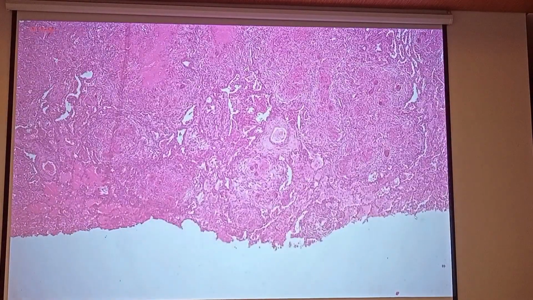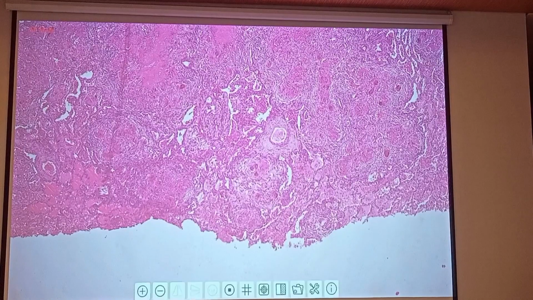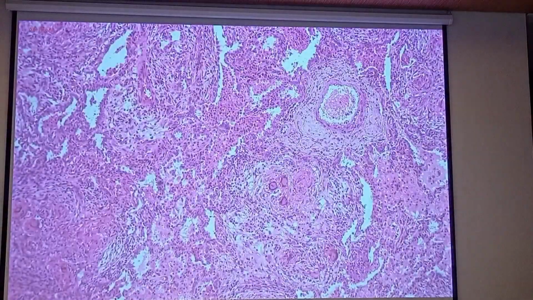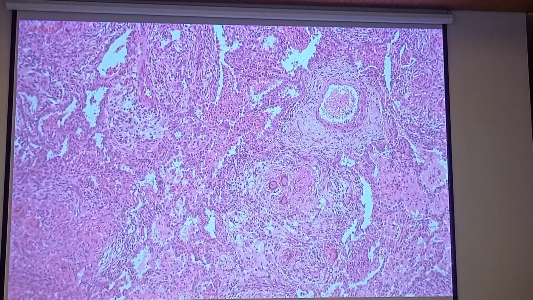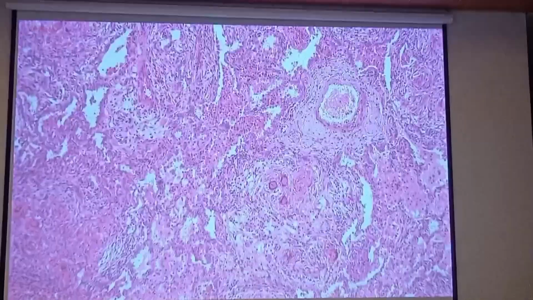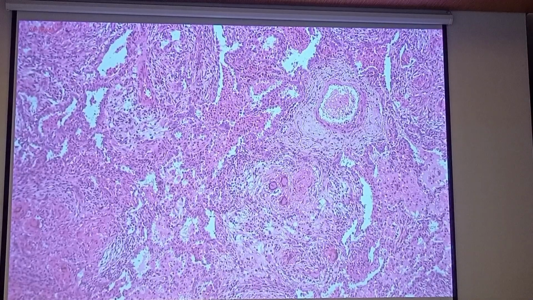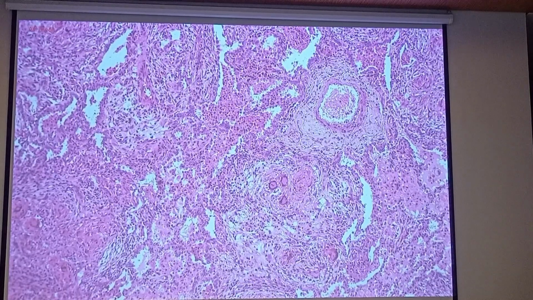So I can see a lot of these Langhans type giant cells right here. So let's look at that. Yeah, peripherally located nuclei, sometimes with a horseshoe pattern. There's fibrosis. There's your epithelioid macrophages and a collar of lymphoid infiltrate.